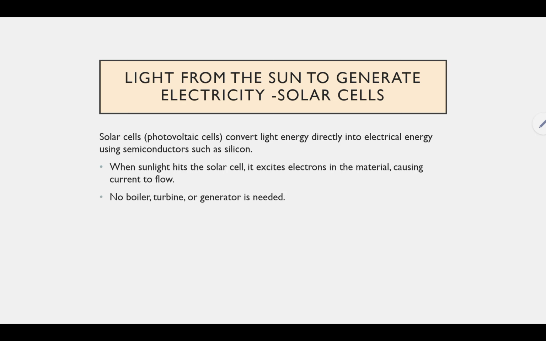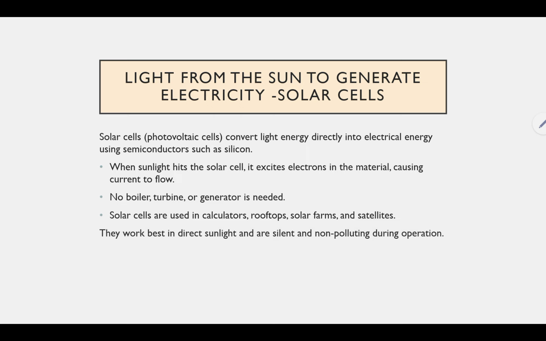We do not need a boiler or a turbine or a generator in solar cells. Solar cells are used in calculators, rooftops, solar farms, and satellites. They work best in direct sunlight and are silent and non-polluting during operation.